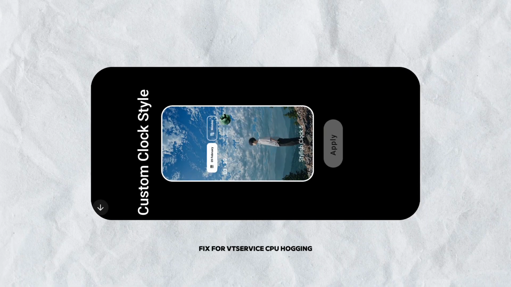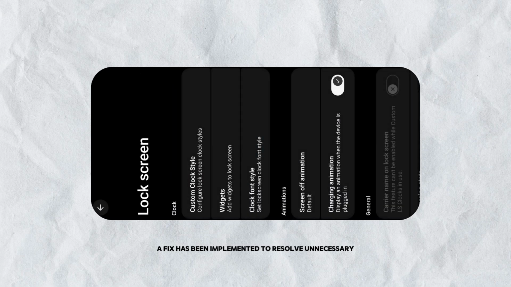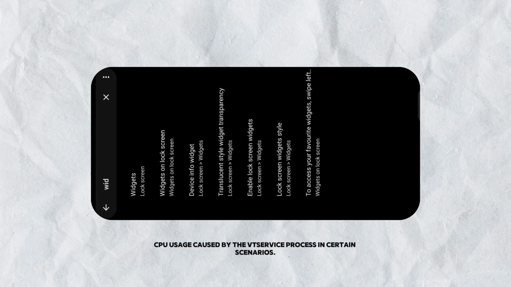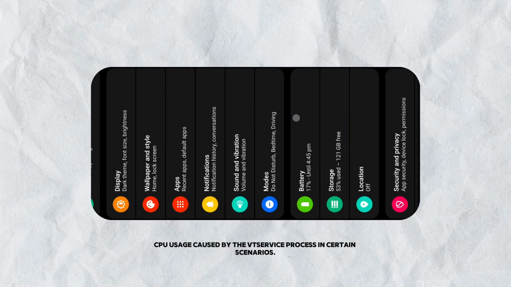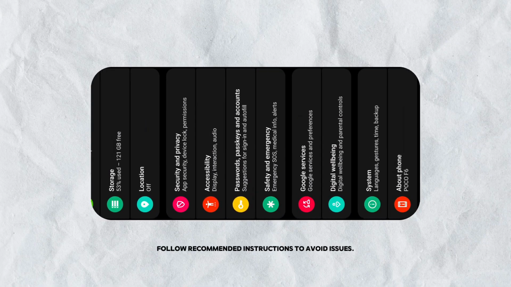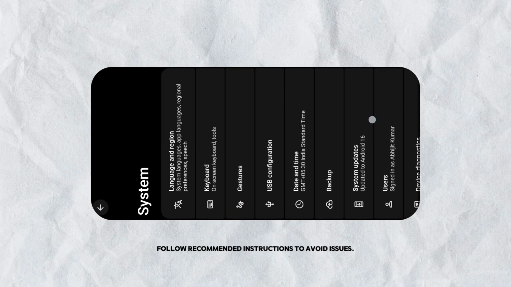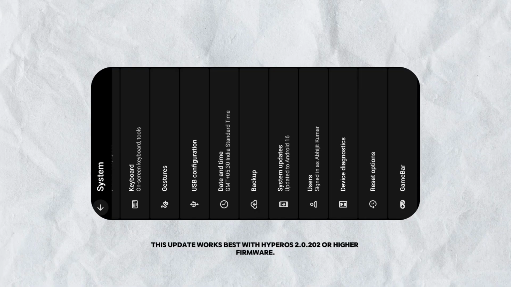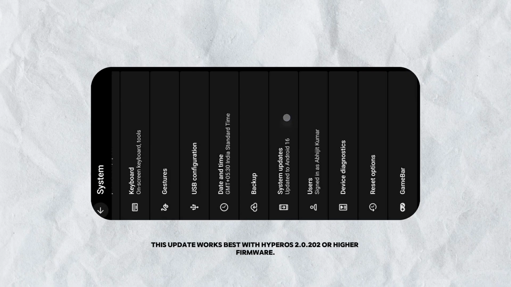Bug fixes. Fix for service CPU hogging. A fix has been implemented to resolve unnecessary CPU usage caused by the service process in certain scenarios. Notes. For Play Integrity, follow recommended instructions to avoid issues. This update works best with HyperOS 2.0, 202 or higher firmware.